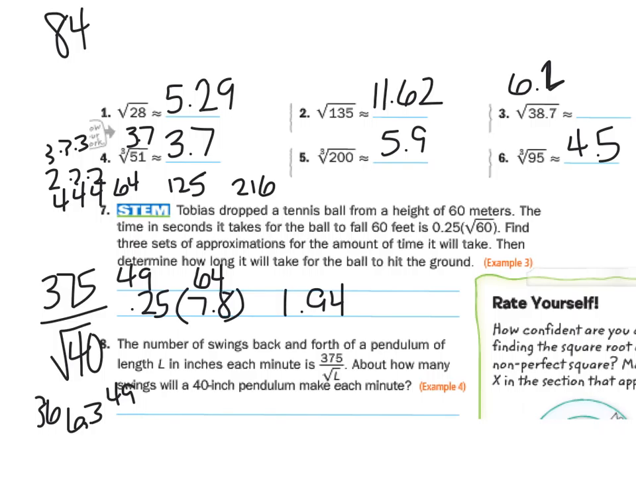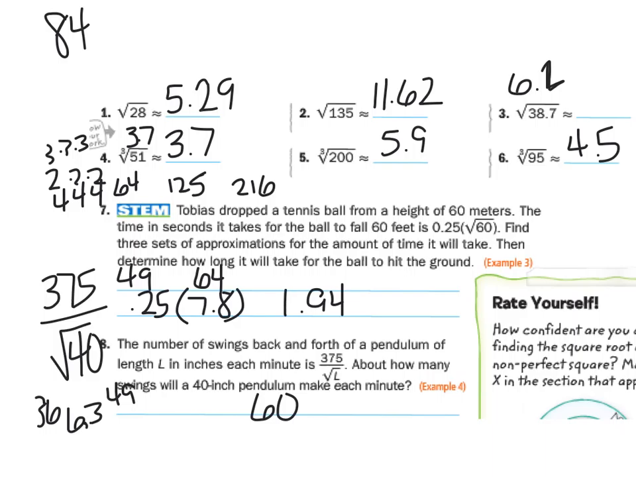And then I just have to do 375 divided by 6.3. And we should get an answer of, boy, right around 60. It's 59.5. So it's about 60. So there you go. We'll go to the next slide and look at what I want you to do.